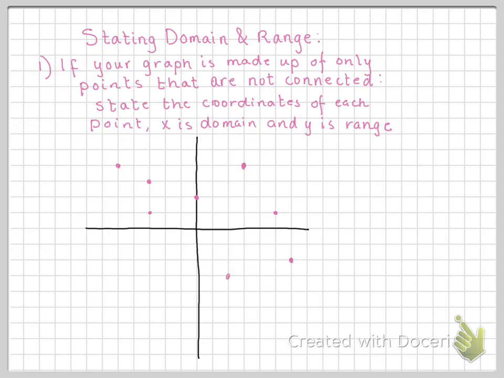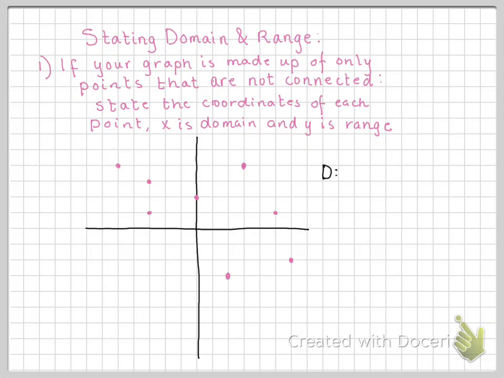I'm going to put another negative one down here. Okay. Now that is a lot of points, okay? But as you can see, that graph is made up of only points that are not connected. So the rule for stating the domain and the range is that you take the coordinates of each point, x is the domain and y is the range, and we will put them in order from least to greatest, no repeats. Okay, so we'll first state the domain.